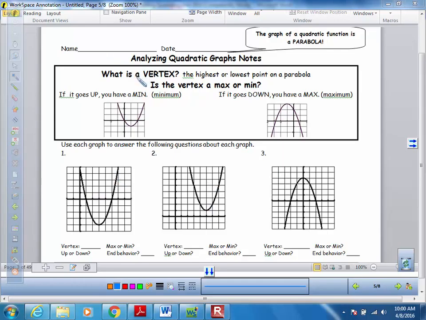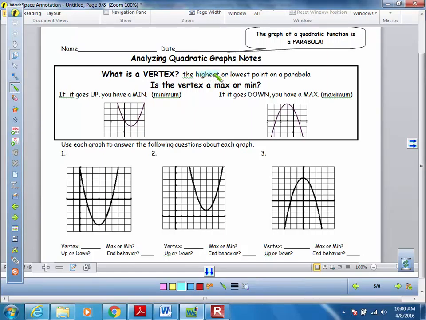Now, let's talk about the pieces of a graph. A vertex of a graph is its highest or lowest point. Okay? And the vertex has a maximum or a minimum.